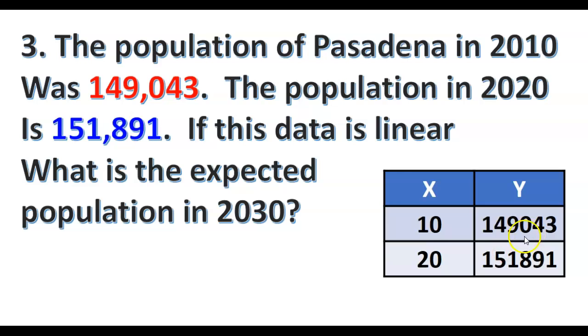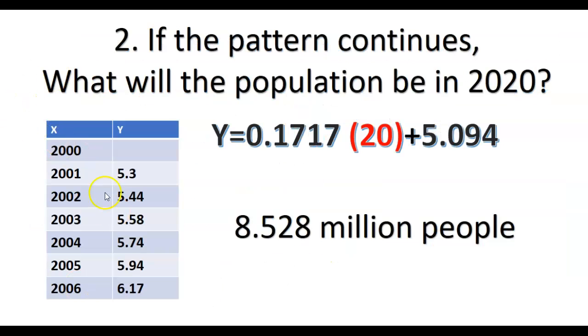Now, just want to point out that when we put this on the graph, it pretty much made a straight line. Many times, population, though, is not linear, it's exponential, and we'll be looking at that tomorrow.